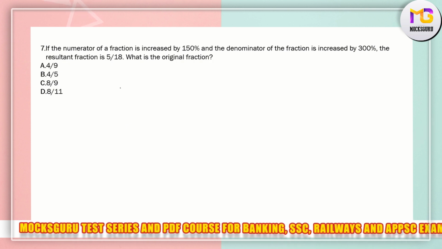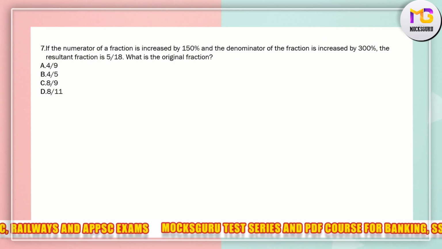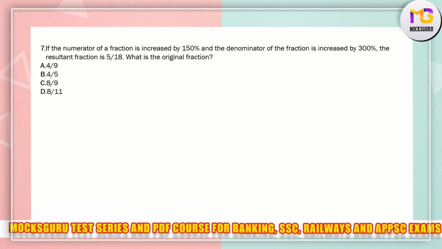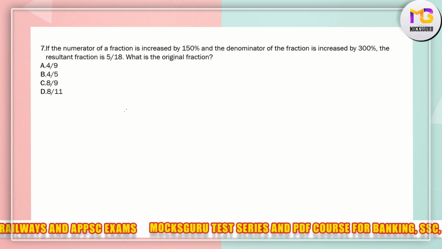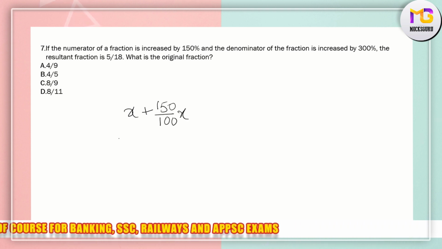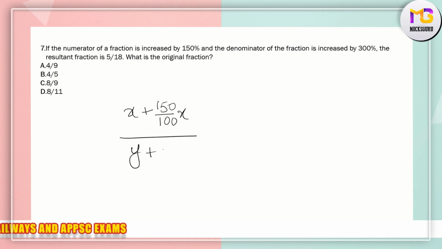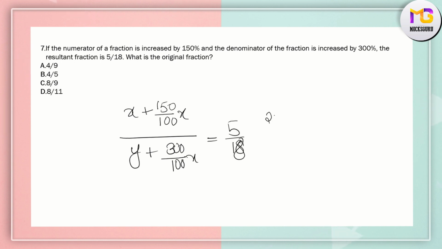Let's move to the next question. If the numerator of a fraction is increased by 150% and the denominator of the fraction is increased by 300%, the resultant fraction is 5 by 18. What is the original fraction? So the numerator is increased by 150%: x plus 150 by 100 x. And the denominator is increased by 300%: y plus 300 by 100 into y, is equal to 5 by 18. So here we'll get 250x by 400y is equal to 5 by 18.